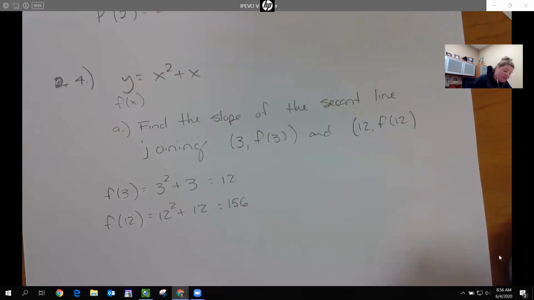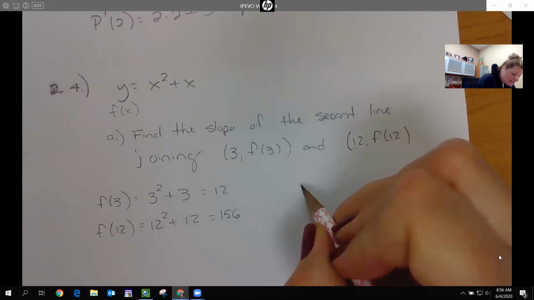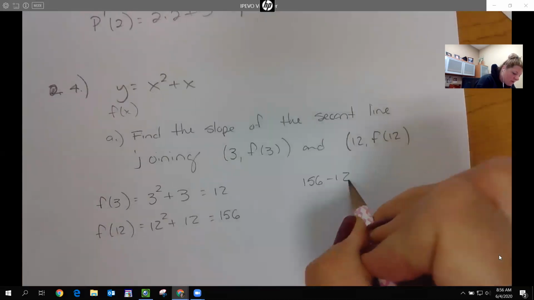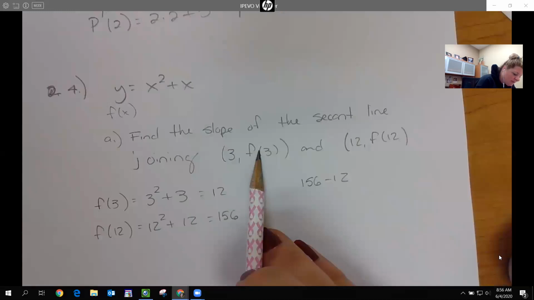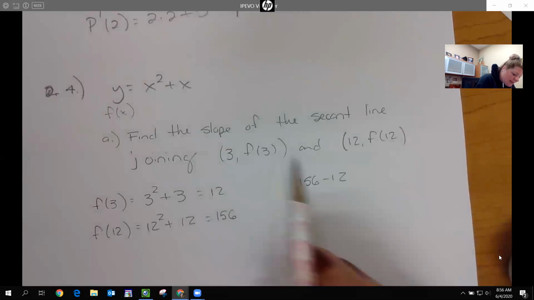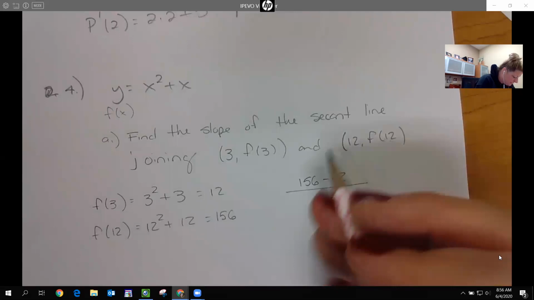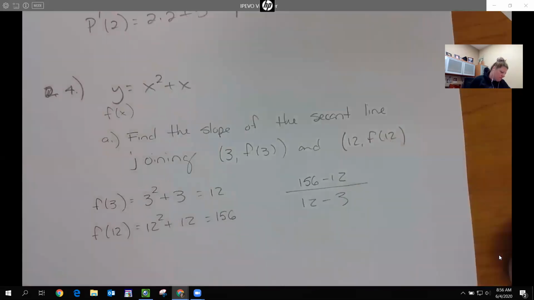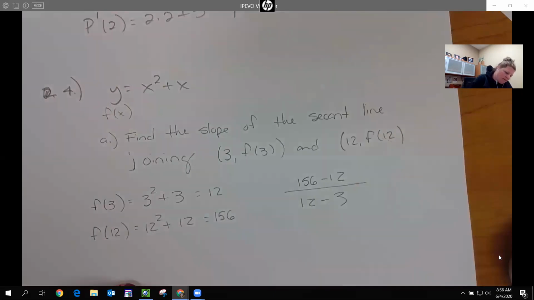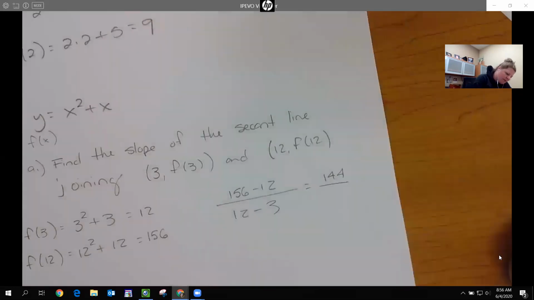So we would then, to find our slope, we would say, okay, it's going to be 156 minus 12. Or, I mean, this way. But either way, this to this. And then over this one minus this one. So it would be 12 minus 3. Okay, 156 minus 12 is 144. And 12 minus 3 is 9. 144 divided by 9, does that go in evenly?